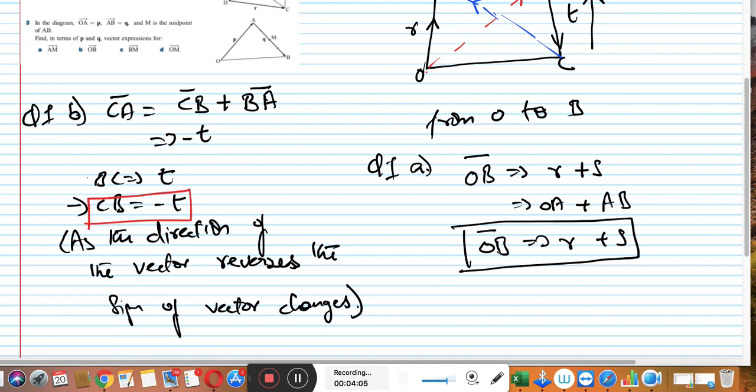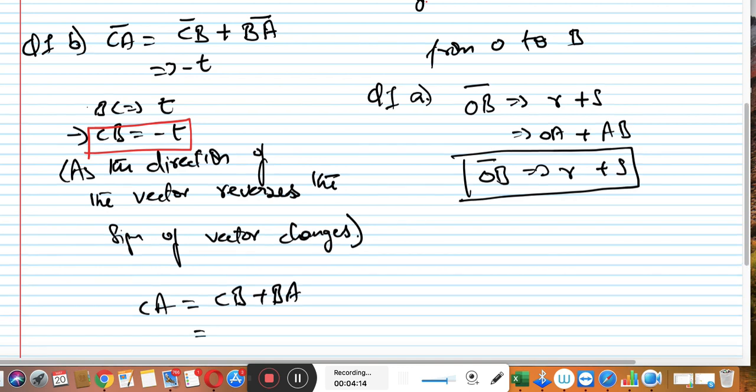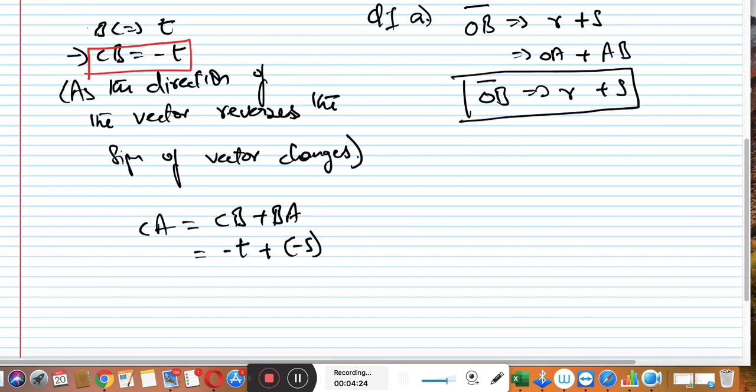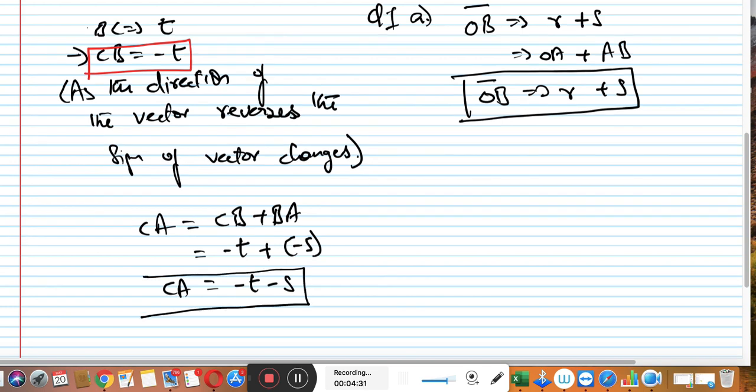So coming ahead, CA will be your CB plus BA. CB will be minus T. Similarly, BA will be minus S. So your final answer will be minus T minus S. This is your CA. This is your final answer.